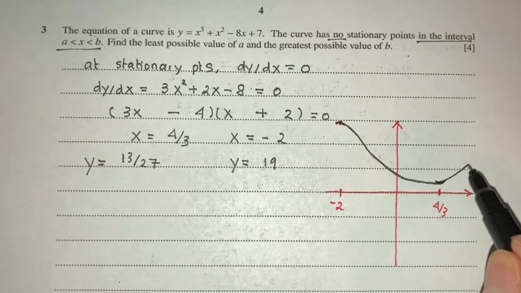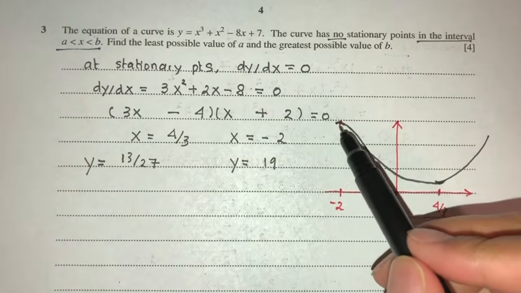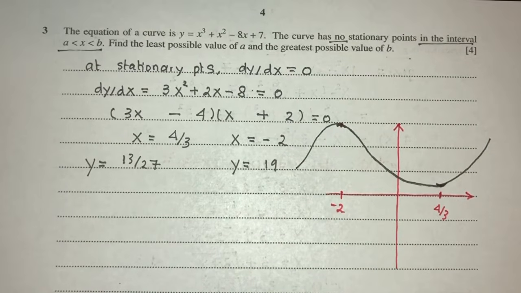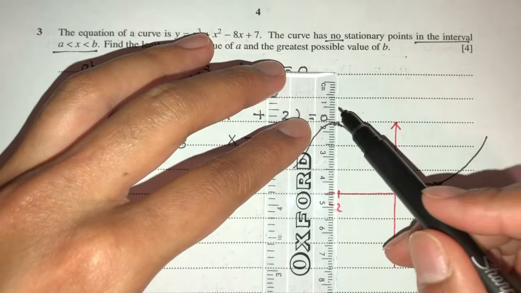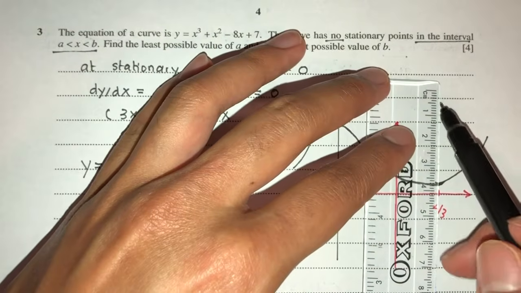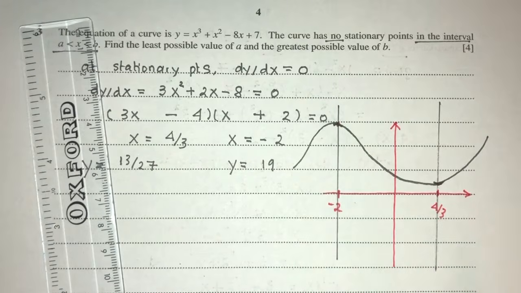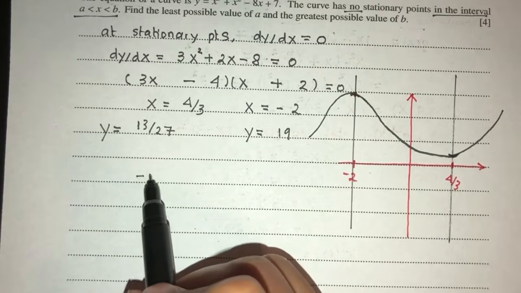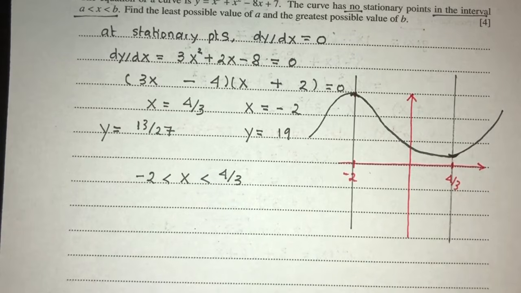This, and this will go up. Now, as you can see, this will keep going down as well. Now the question is asking you, what is the value for the intervals where they don't have any stationary points? But you can see that between these two, there's no stationary points. So in that case, you know that between the range of minus 2 and 4 over 3, there's no stationary points.